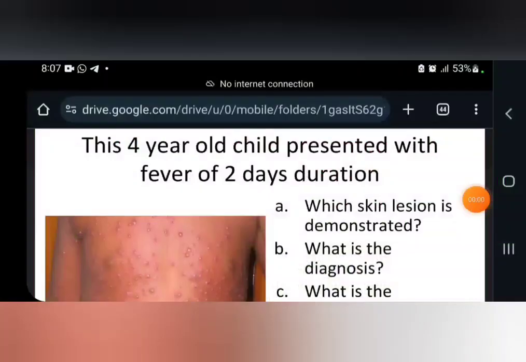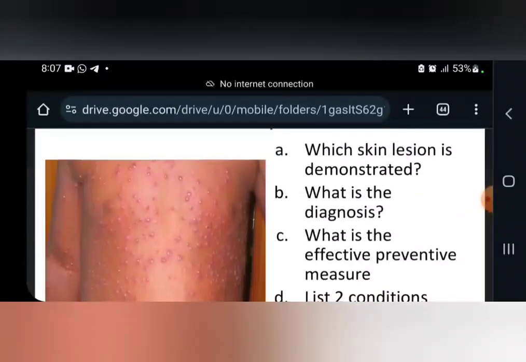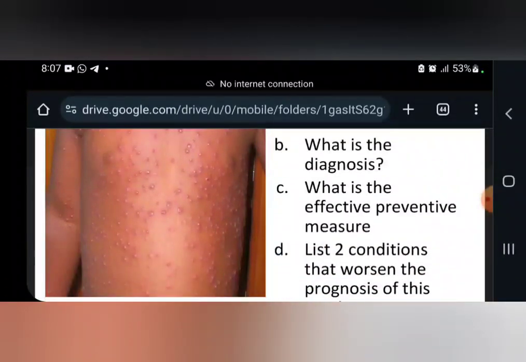Thanks very much. Now, in this question, they say that we have a 4-year-old child that presents with fever of 2 days duration. Is it clear? Which skin lesions are demonstrated? When you see these skin lesions, generally there are different skin lesions that you have to know. Is it clear? I'll first describe the skin lesions that you have to know before describing the skin lesion.